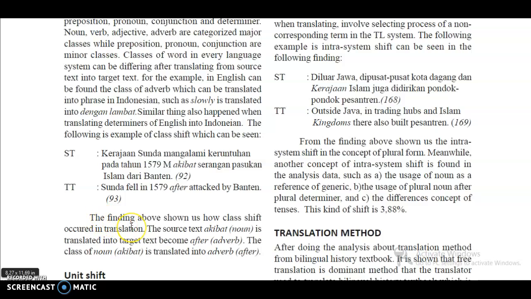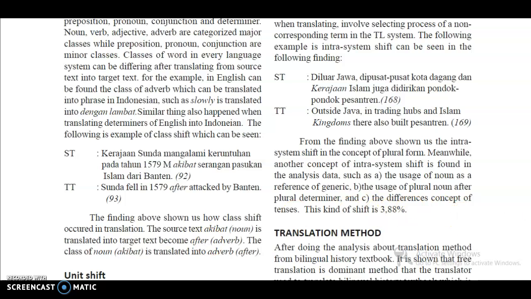The finding above shows us how class shift occurs in translation. The source text akibat, which is a noun, is translated into the target text as after, a preposition. So here is the example of class shift from noun to preposition. The class of noun akibat is translated into the preposition after.